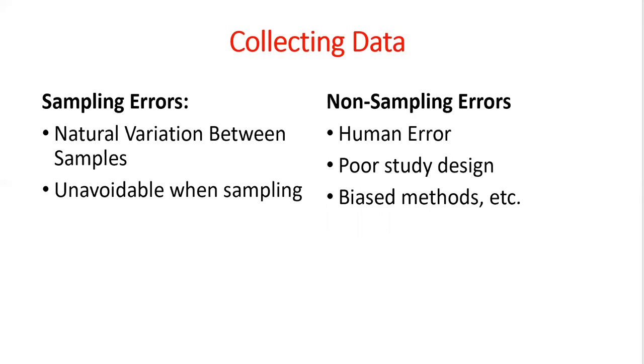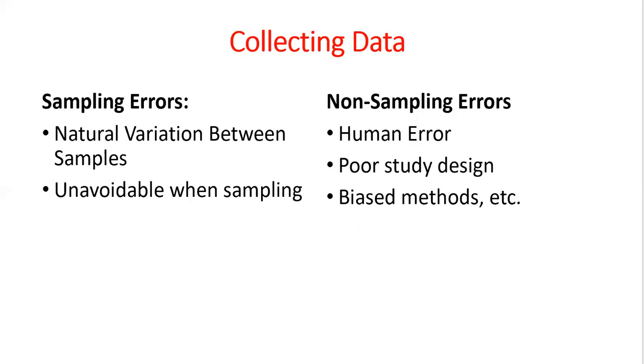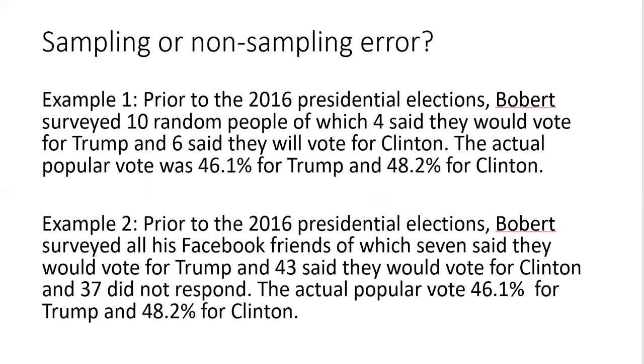This error. So a non-sampling error could be due to various human errors: non-response, poor study design, biased methods, etc. Because we cannot avoid sampling errors due to the nature of the data, we will try to minimize non-sampling errors as much as possible. So here are some examples, and try to see if this is a sampling or non-sampling error.